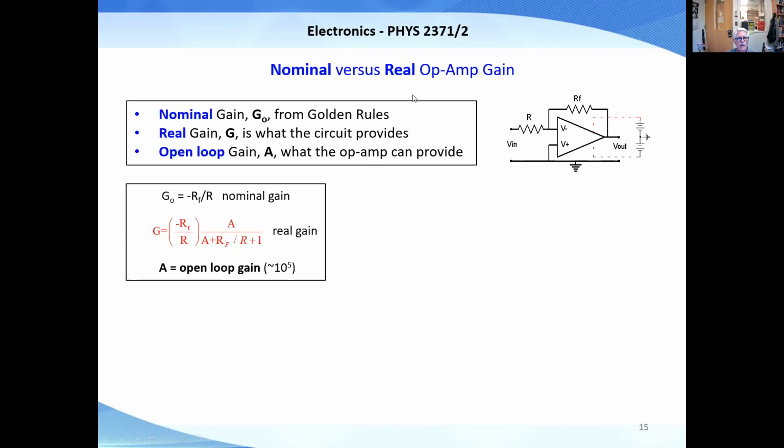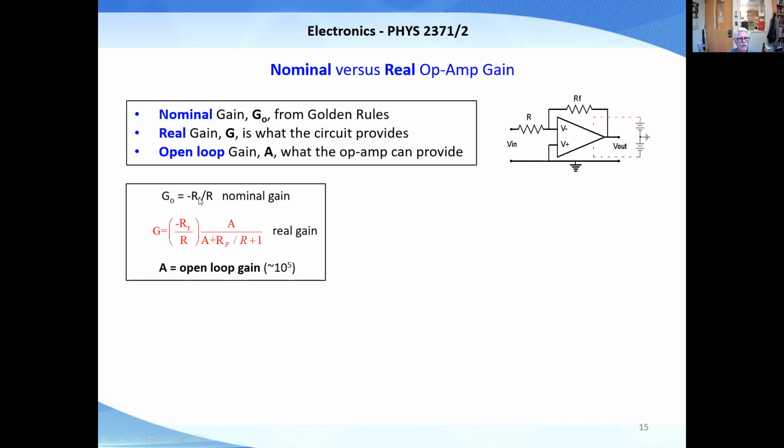Okay, this is just for one of the homework problems, that there's something from the golden rules. You get the nominal gain, okay. But then there's a real gain. What does a circuit actually provide? Because the golden rules are approximations. So you have the nominal gain, the real gain, and then the open loop gain is a property of the op-amp itself. So these things are all connected.